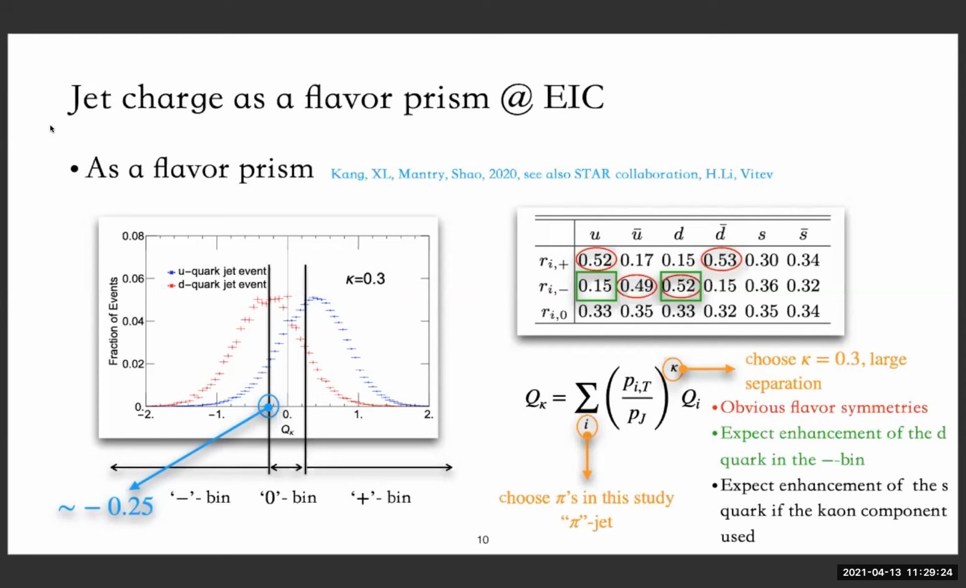I see. So the distribution might not look like this symmetric bimodal type distribution. It would probably have an enhancement on the negative charge side. Right. That's true. Thank you. Christine? I have a follow-up question on that.